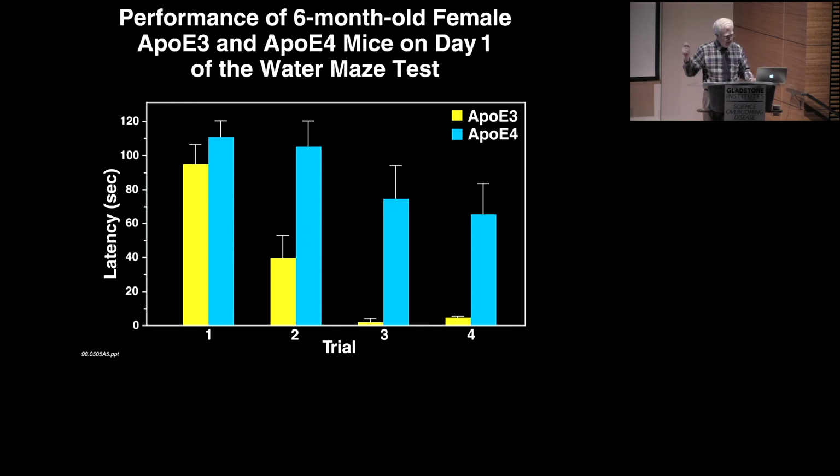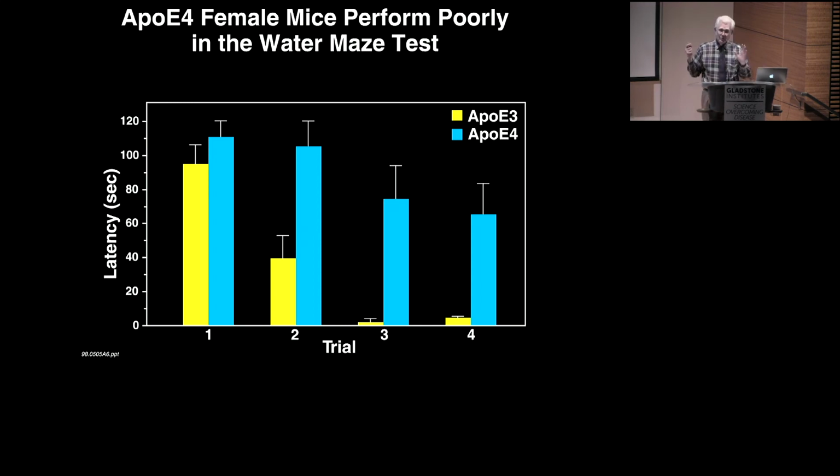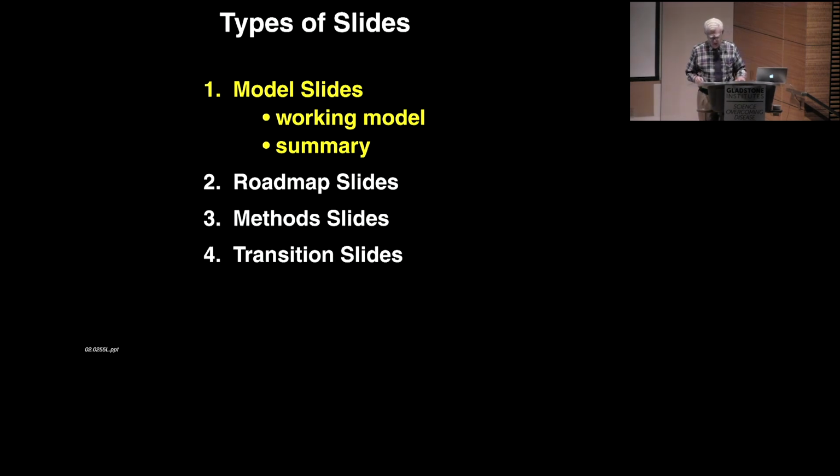That's the point. Now, it would have been easier. Suppose you don't understand the water maze. You've never seen it, and I don't do a good job of explaining it. Then the thing you needed to know was ApoE4 female mice perform poorly on the water maze test. So the title can be very helpful to your audience. Keep it simple. All right, other types of slides.